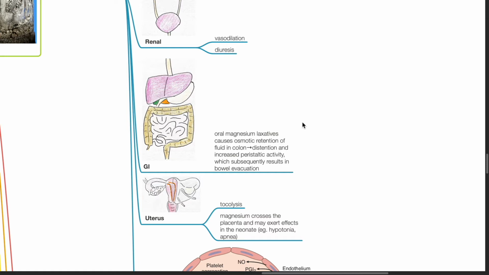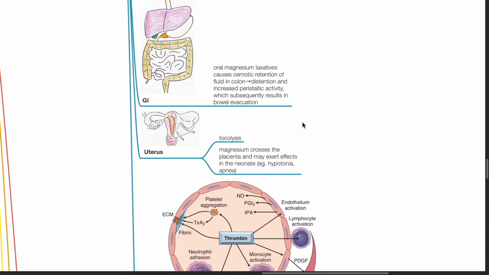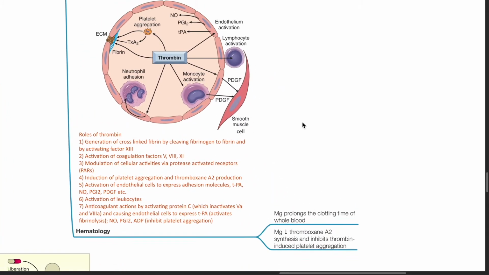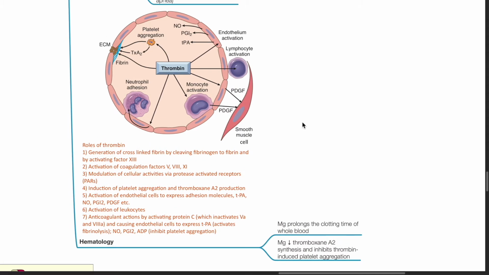In the uterus, magnesium produces tocolysis. Magnesium crosses the placenta and may exert effects in the neonate, such as hypotonia and apnea. Hematology. Magnesium prolongs the clotting time of whole blood. Magnesium reduces thromboxane A2 synthesis and inhibits thrombin-induced platelet aggregation.